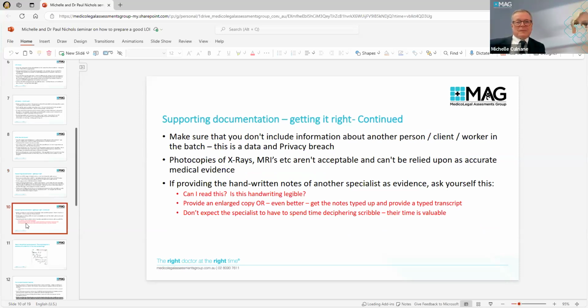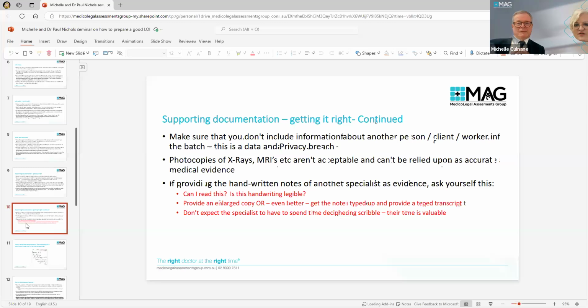Now, this is some privacy and data stuff that, again, we do see, unfortunately, far too often. Don't include information in the bundle of documents that relates to another worker, client, or person that you are dealing with. That does constitute a privacy breach, and it can be a multiple privacy breach because that information goes through several layers of people before it gets to the doctor. So please make sure that you are only including the papers for that individual.